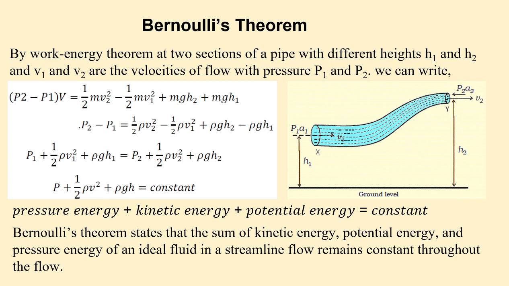Suppose if there is a region in which the pressure is increased, then automatically at that section the velocity of the fluid will be decreased. So according to that relation, the sum of the pressure energy and kinetic energy should be constant. So if the pressure is decreased, then the velocity, correspondingly the kinetic energy, should be increased, so that the sum of these energies should be a constant.